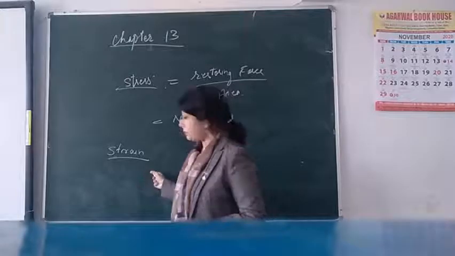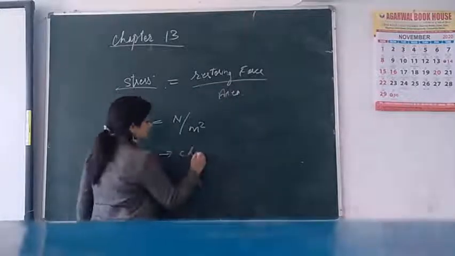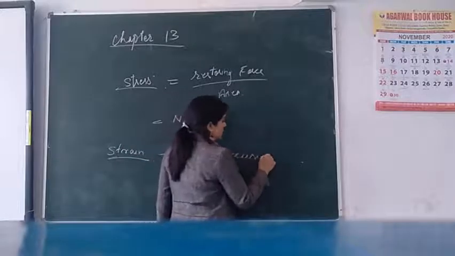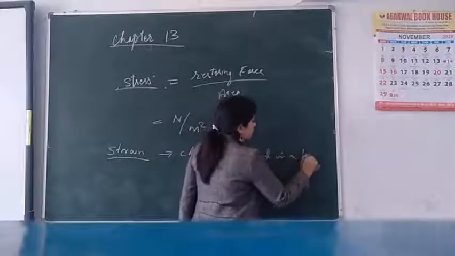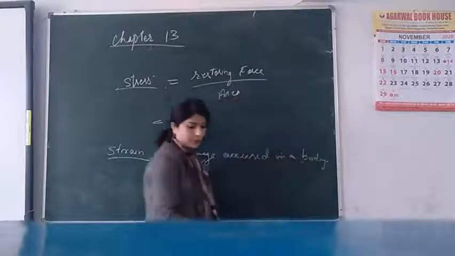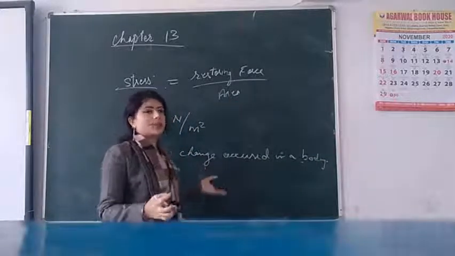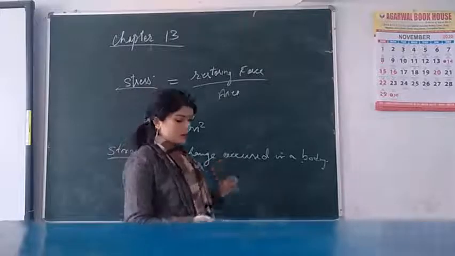So this is the amount of change that occurs in a body. This is a ratio. Okay, ratio, that means the change is a ratio. That is why it doesn't have any unit.